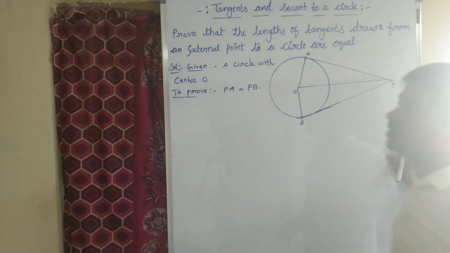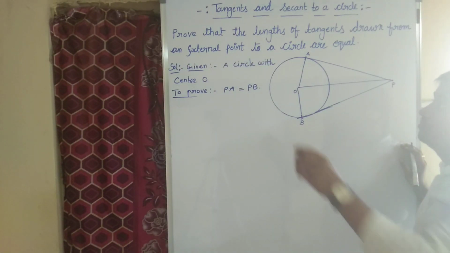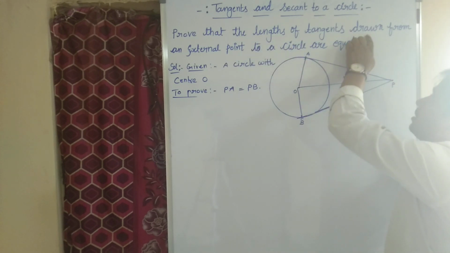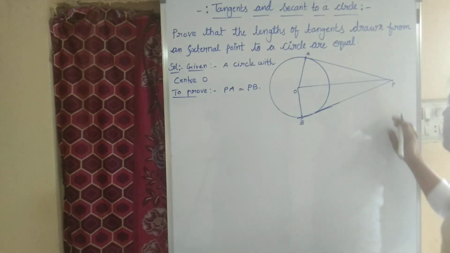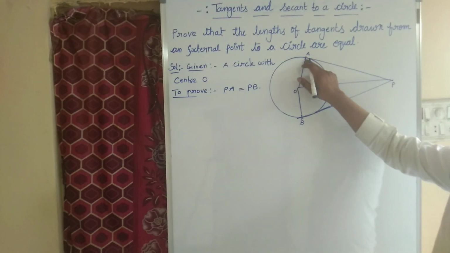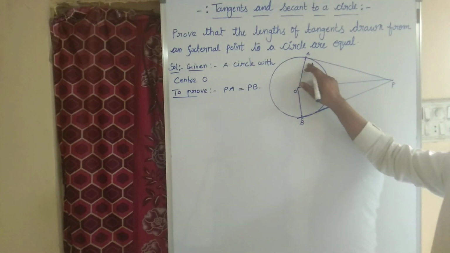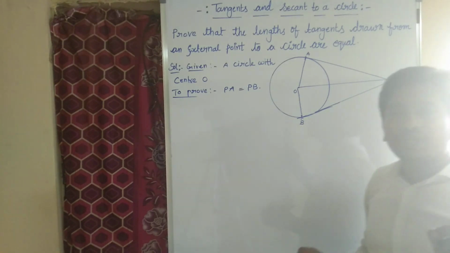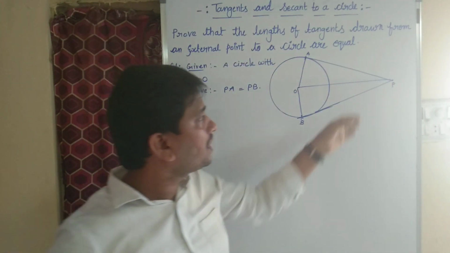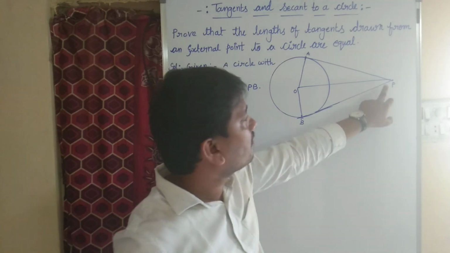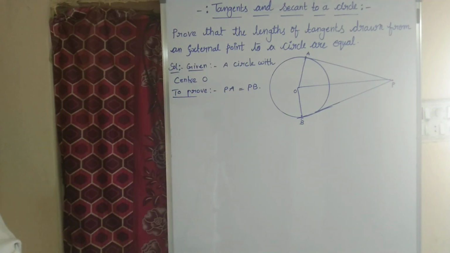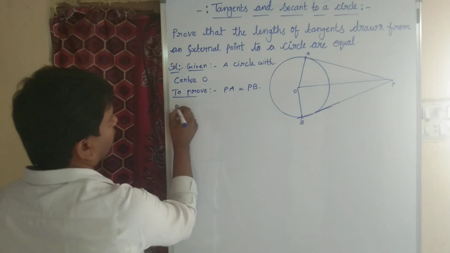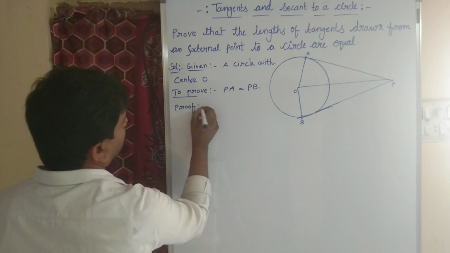Here, according to the theorem, lengths of tangents drawn from an external point to a circle are equal. I mean, the length of the tangents PA and PB must be equal. Suppose length of tangent PA is 8 cm, then the length of tangent PB also must be equal to 8 cm only. That is our concept. Right? Now, let us prove why they are equal.